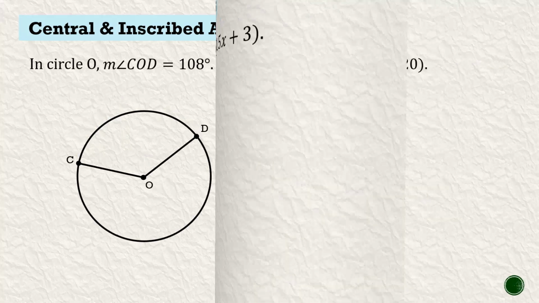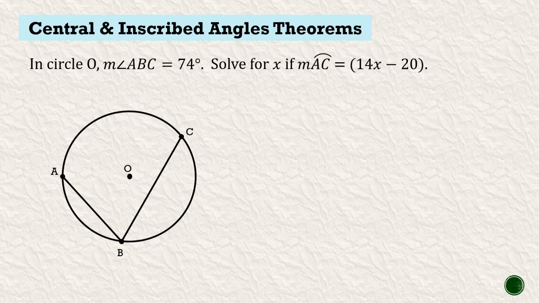Let's go to the last example. Here we have an inscribed angle, which is 74, and then we have the arc AC, which is 14x minus 20. Now you may be thinking, oh, they're equal. They are not. Remember, half of that AC is equal to ABC. Half of arc AC is equal to the measurement of angle ABC, which is the inscribed angle.